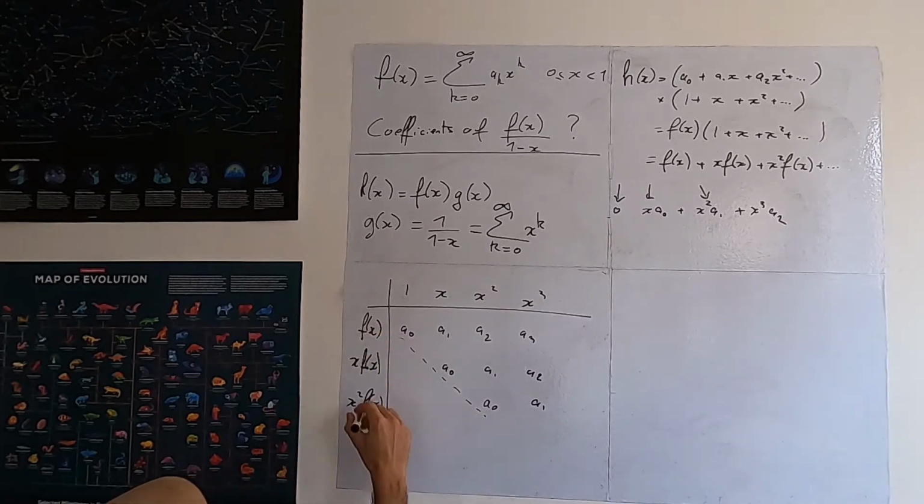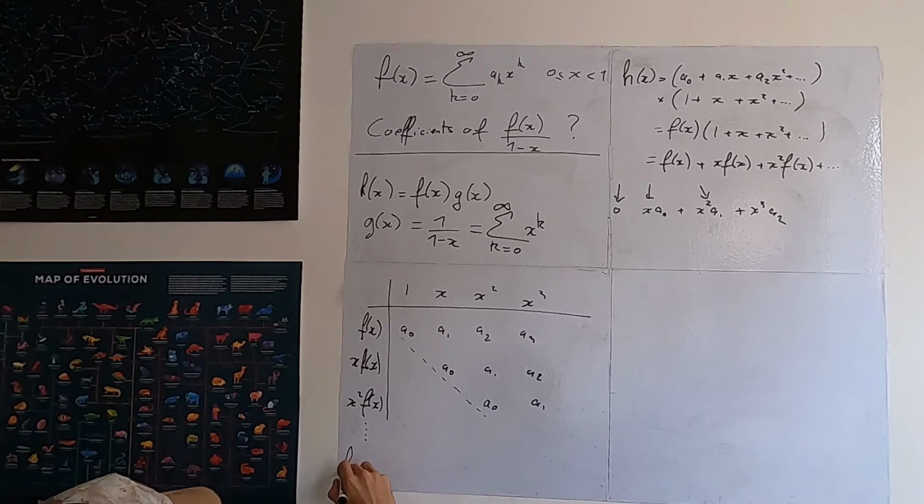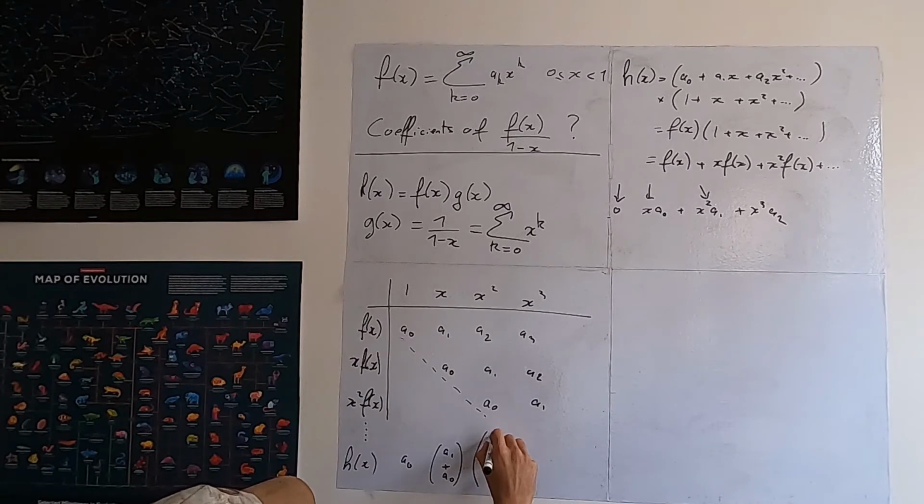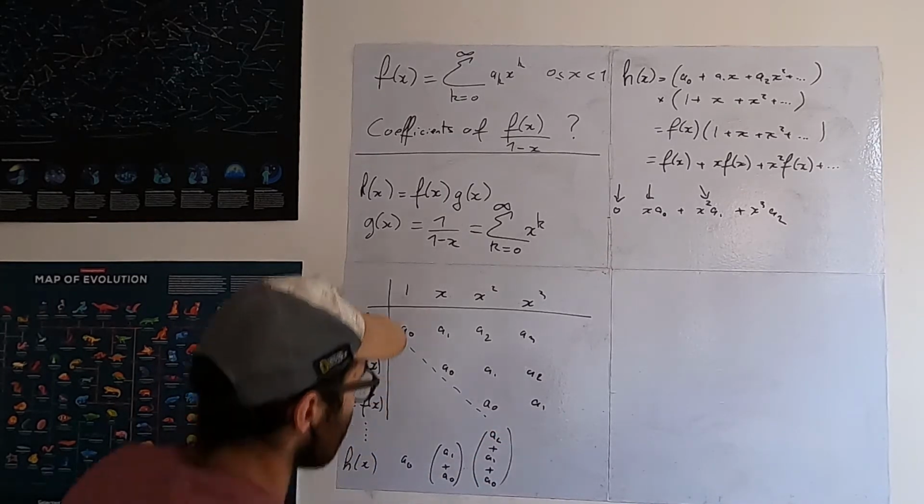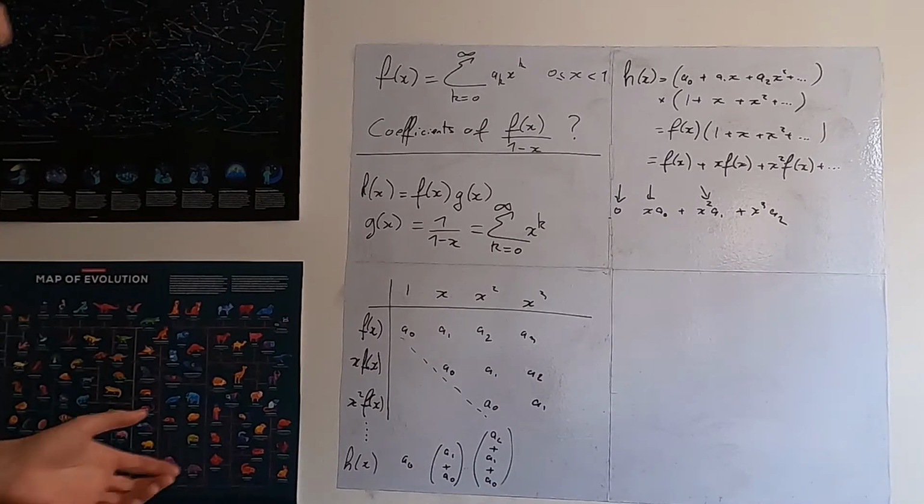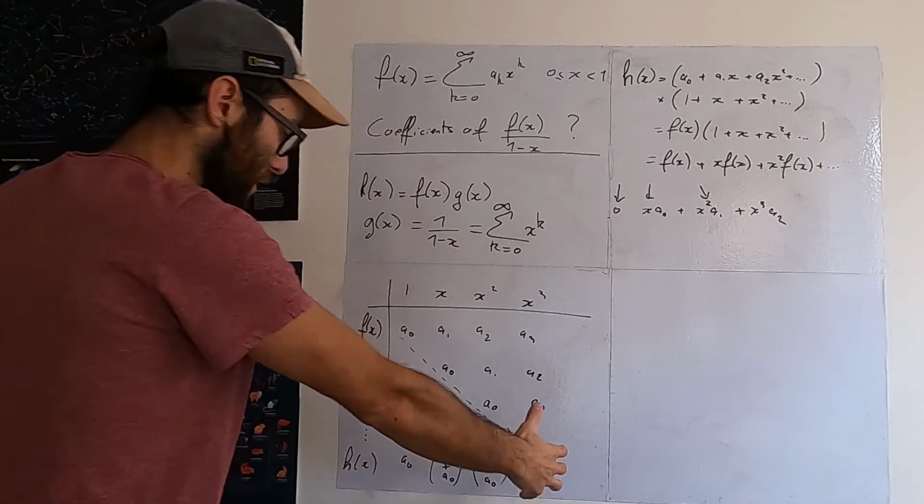And now when you take the infinite sum of this, which is h of x, you can see that you're gonna get a0, a1 plus a0, here a2 plus a1 plus a0. And so like this we can get the intuition as to what is going to be the end result.